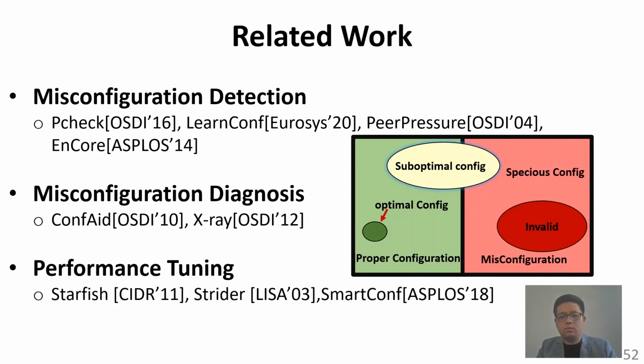Our work builds on top of advances of related work in misconfiguration detection, diagnosis, and performance tuning. The difference between performance tuning and our work is that performance tuning tries to improve the performance from suboptimal configuration to optimal configuration, while our work is trying to prevent severe performance regression caused by specious configuration.